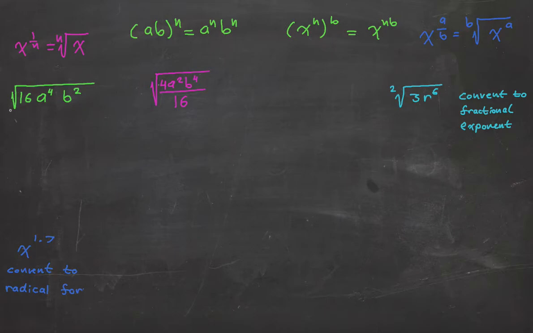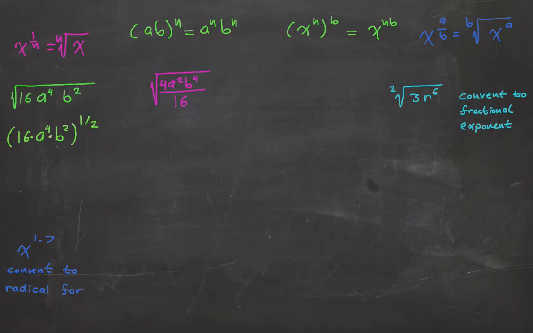So the first problem we have is this guy here. And we are asked to simplify the following radical expressions. So there's a few ways I can do this. To make it as clear as possible, I will first use this property here to rewrite this radical as a fractional exponent. So I will write 16 a to the fourth b squared all to the 1/2 power.